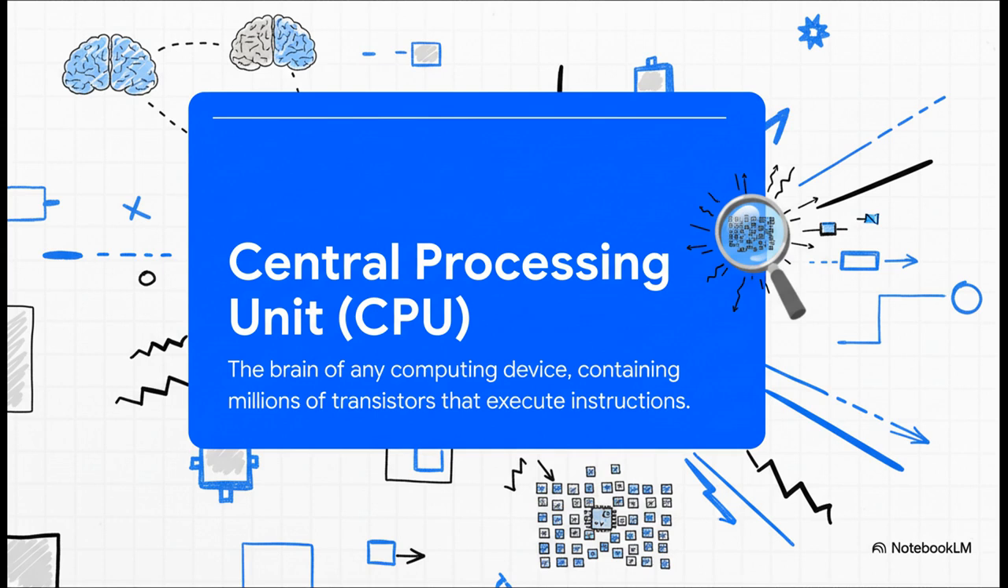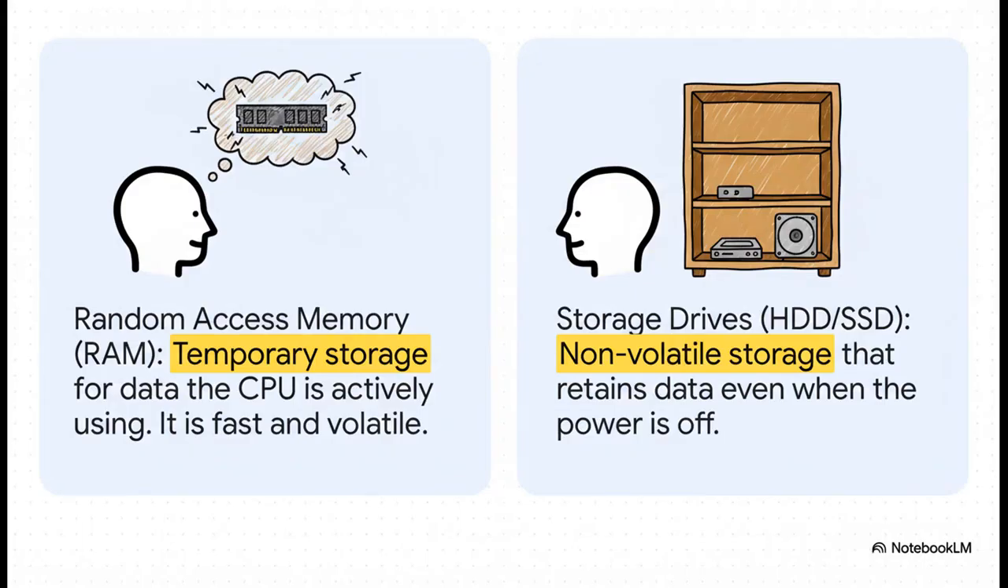Think about that for a second. Billions of switches firing in perfect sequence just to open a single file. It's mind-boggling. Of course, a brain needs memory to work, and a computer is no different. It has 2 main types that are always working together. First, you've got RAM, which is like the computer's short-term memory. It's the workspace that holds all the data for whatever you're doing right now. Then you have your storage drive. That's the long-term memory, kind of like a filing cabinet that holds all your files and software permanently, even when the power's off.